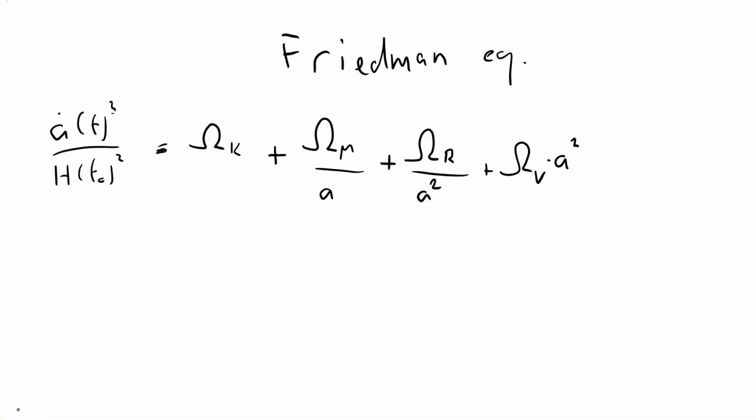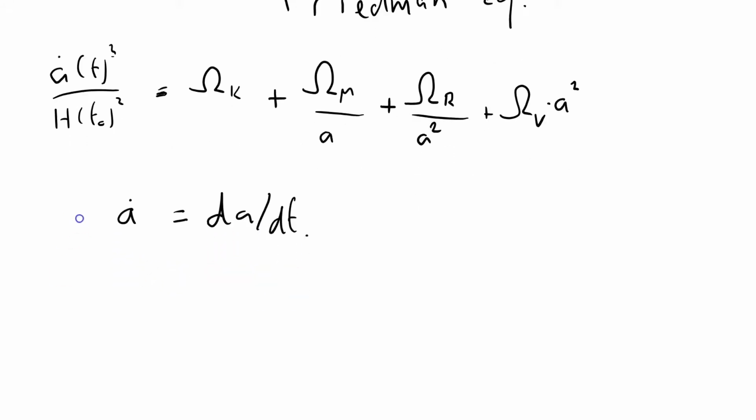General relativity, step by step. I've got the Friedmann equation here, and of course what I'm going to do is rewrite ȧ as dA by dt and solve, and try to get some integration going. Okay, so what have we got?